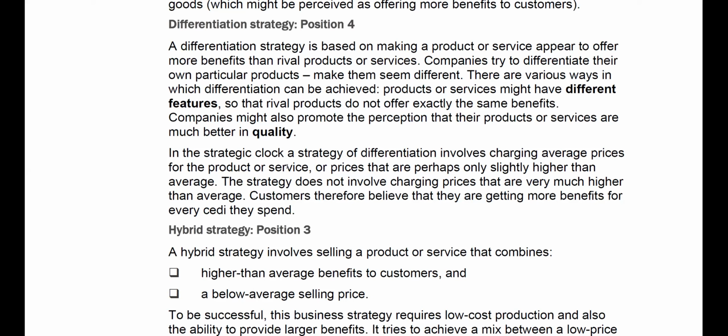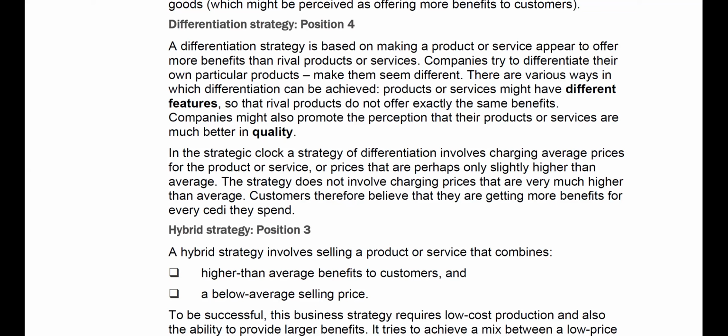So a differentiation strategy is based on making a product or service appear to offer more benefits than rival products or services on the market. Companies try to differentiate their own particular products, make them seem different. There are various ways in which differentiation can be achieved. One, products or services might have different features so that rival products do not offer exactly the same benefits. And two, companies might also promote the perception that their products or services are much better in quality. So we are looking at features and quality, right?